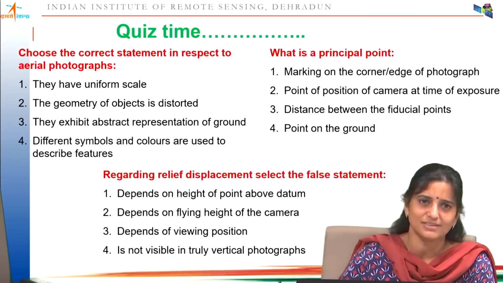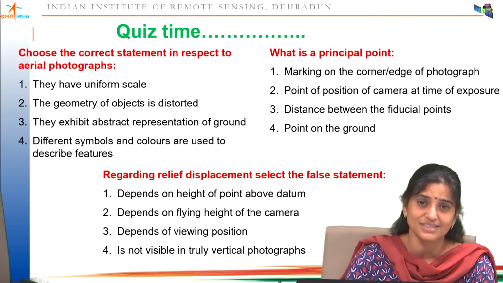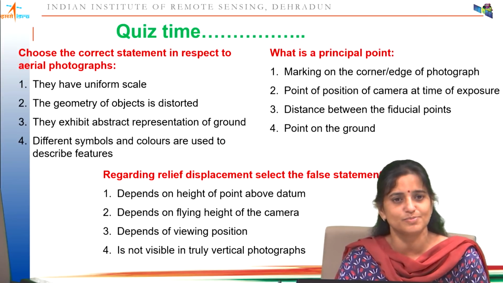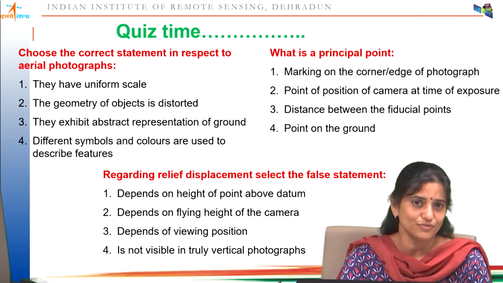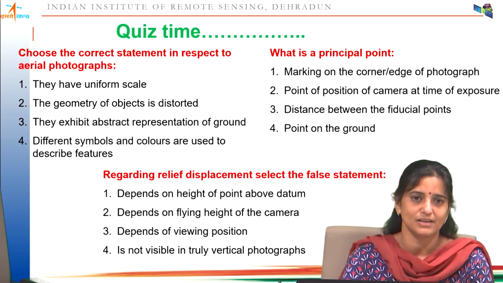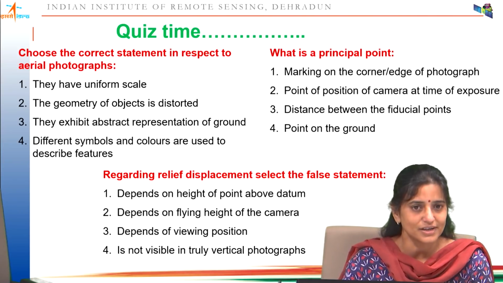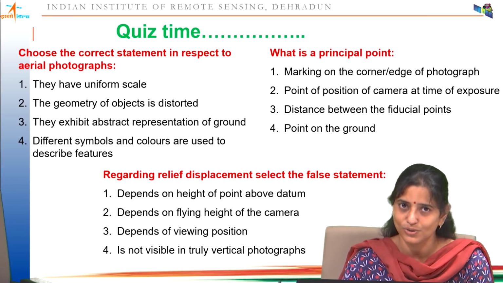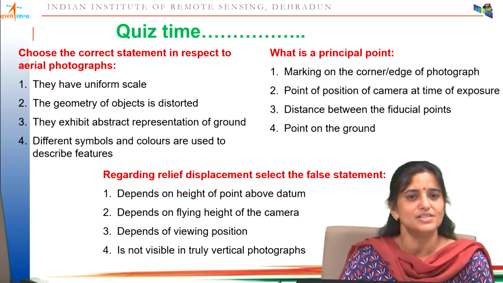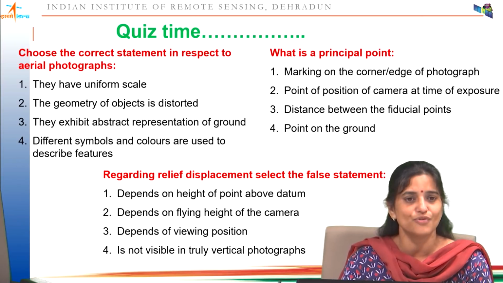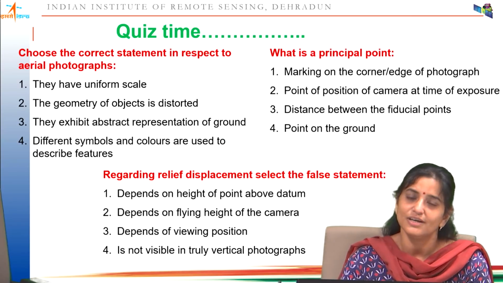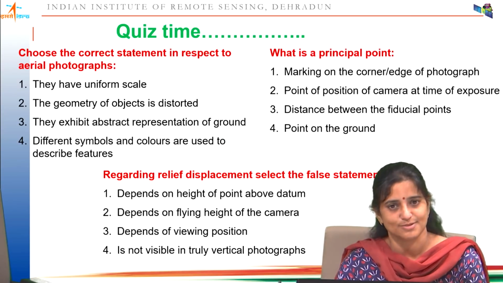Before we finish, I will give you three questions and discuss them here itself. The first one is, choose the correct statement with respect to the aerial photograph. Do they have uniform scale? No, they don't have uniform scale. The geometry of the object is distorted. Do they exhibit an abstract representation of the ground? No, maps do that. Are different symbols and colors used? No, this is also for maps. So the second option is correct: the geometry of the object is distorted because of relief and tilt displacement.